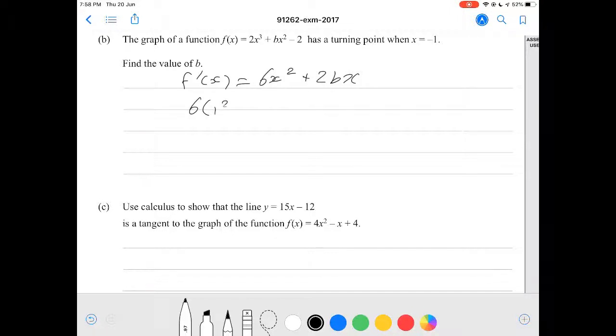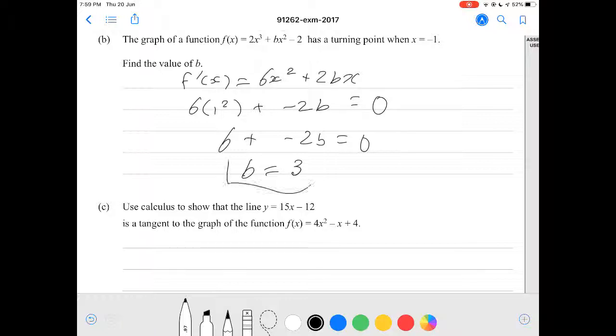So we'll say 6 times negative 1 squared plus 2b times negative 1 equals 0. So 6 minus 2b equals 0. Therefore, our b value should give us 3. So we just find the value of b here. That will get you a merit grade here. To get an achieved, you find the derivative and equate it to 0. So this will get you an achieved.